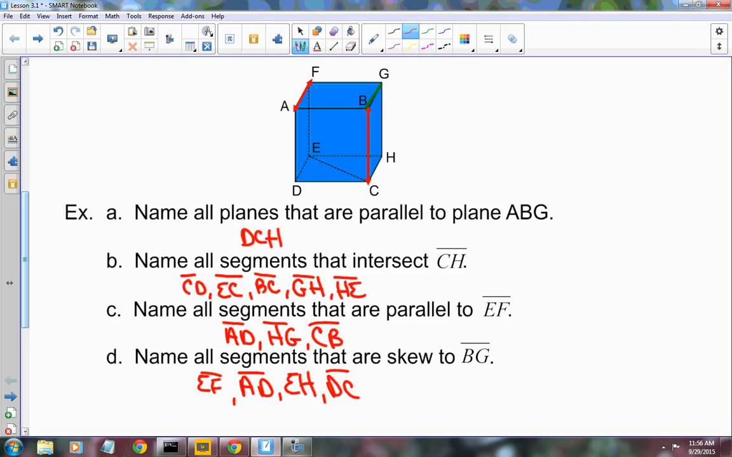And what? HC would be parallel. DE would be parallel as well. What'd you say? EC? EC? Is that what you said? Yeah, EC would be good. Over here. All right. So all 5 of those would be skewed to BG. Any questions on that? Okay.